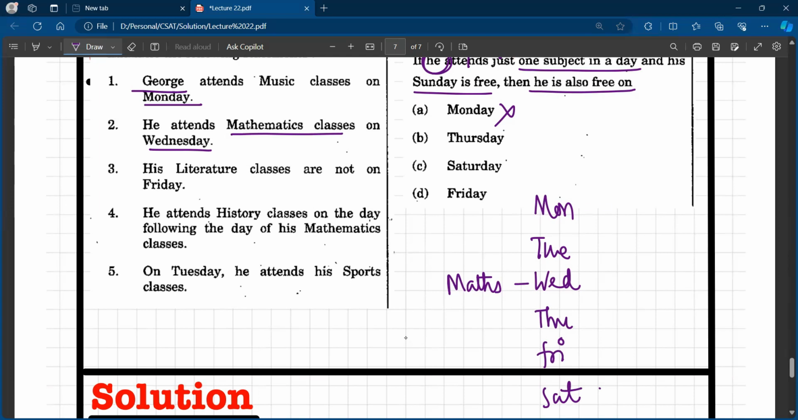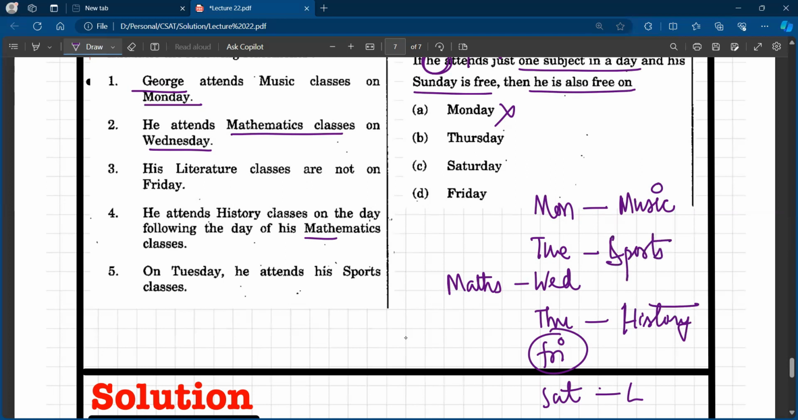George attends music classes on Monday. This will be music. So Monday cannot be the answer. Mathematics classes on Wednesday. So Wednesday is also occupied. Literature classes are not on Friday. That means literature class can come here or here or here. He attends history classes on the day following the day of his mathematics classes. That means this has to be history. On Tuesday, he attends his sports classes. If Tuesday is sports, then literature will come here. That means the person George is free on Friday.